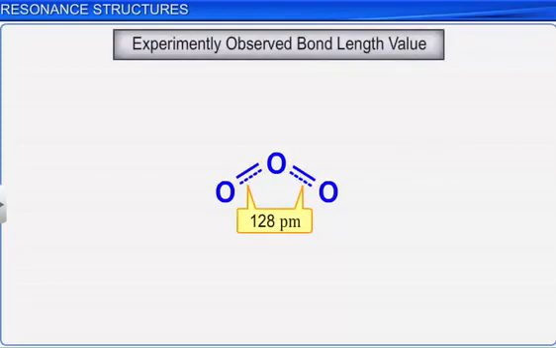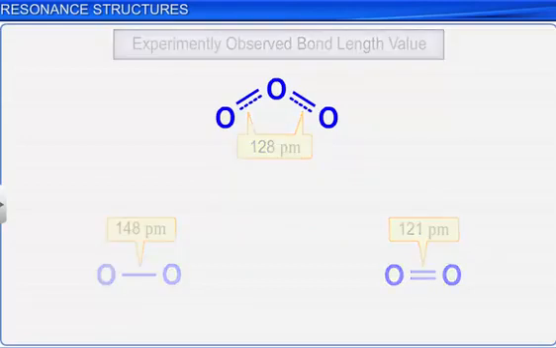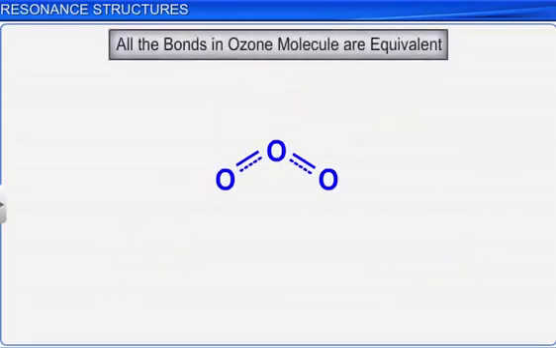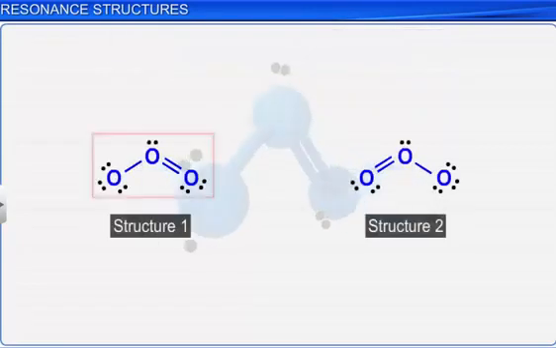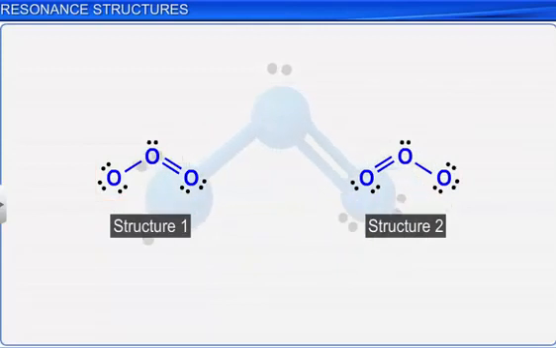This implies that the bond length between the oxygen atoms in the ozone molecule is intermediate between an oxygen-oxygen single bond and an oxygen-oxygen double bond. It means that all the bonds in the ozone molecule are equivalent. Therefore, neither structure 1 nor structure 2 explains the observed bond length. It is observed that for certain molecules, one Lewis structure cannot explain all the observed parameters such as bond length, bond strength, and so on.